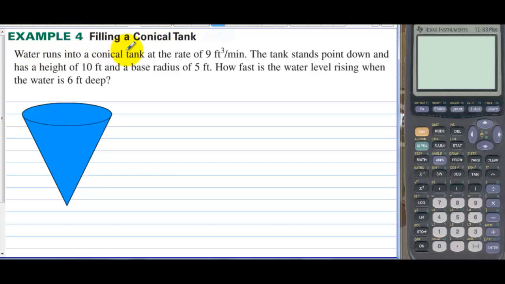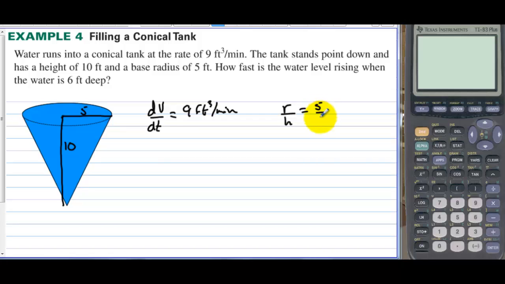Water runs into a conical tank at the rate of 9 feet cubed per minute. The tank stands point down and has a height of 10 feet and a base radius of 5. So this radius right here is 5 and the height is 10. How fast is the water level rising when the water is 6 feet deep? Well, they've told us that the volume is changing by 9 feet cubed per minute. They tell us the radius and the height. So the radius over the height is equal to 5 over 10.